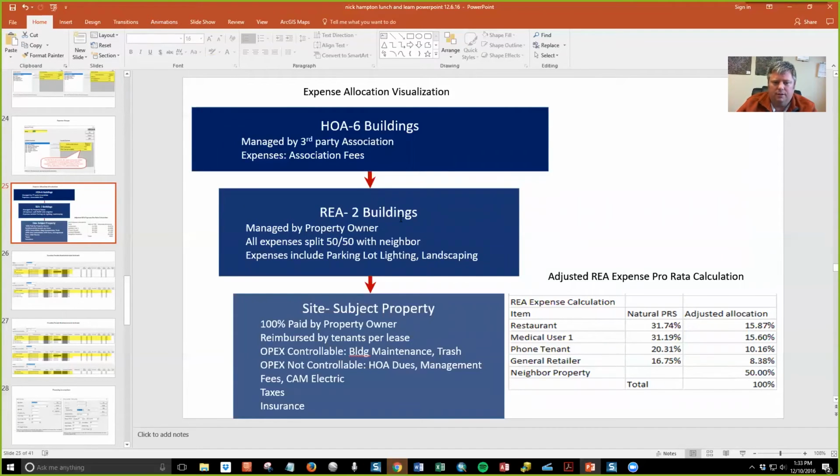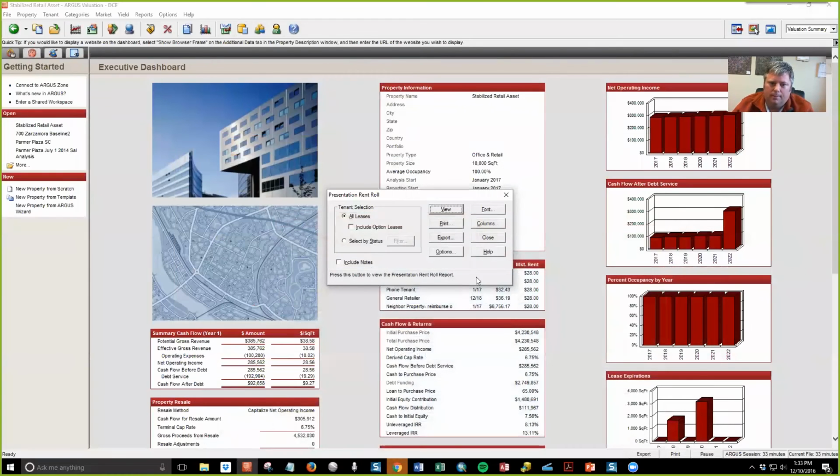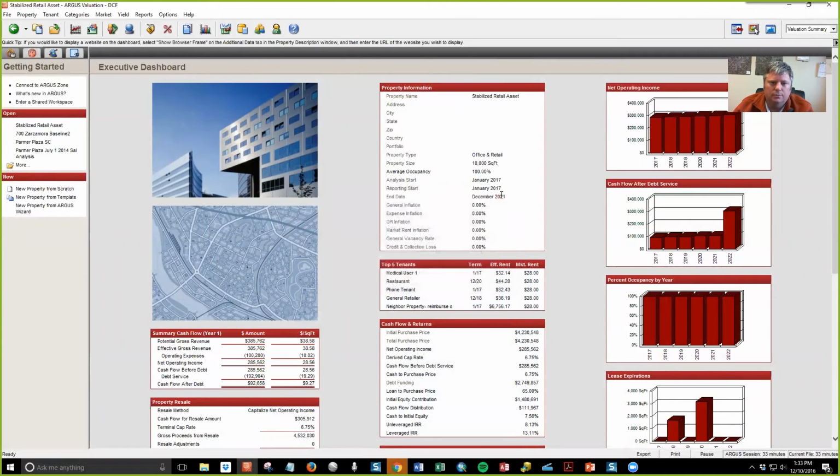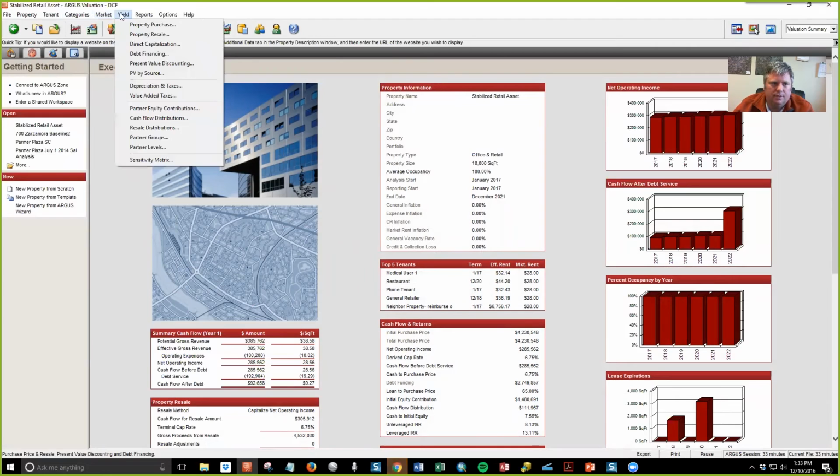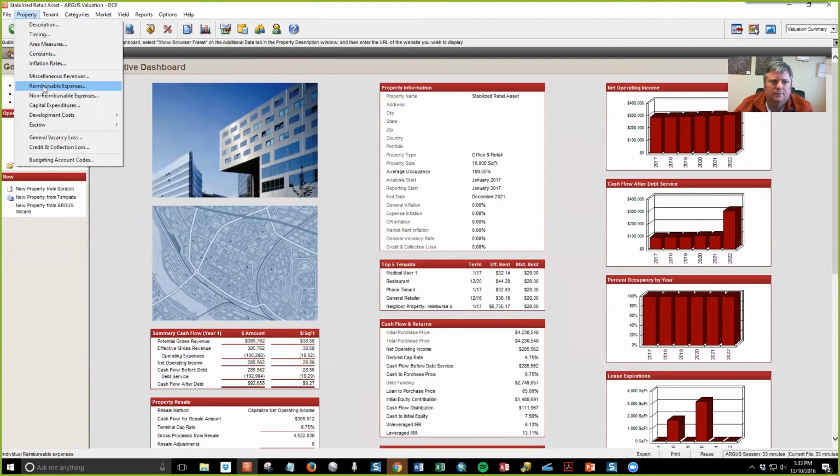So of the expenses that are allocated to the REA, here is what the adjusted pro rata share will be from our tenants in our shopping center. All right, and so we're going to see how that all flows through our detailed reimbursement method here in a minute. All right, cool. So let's go ahead and check out our expenses.